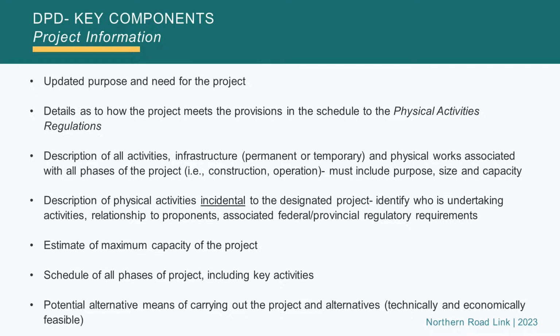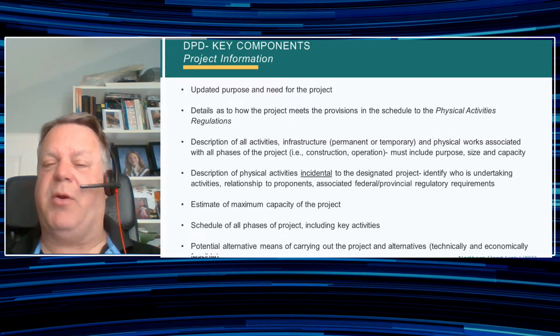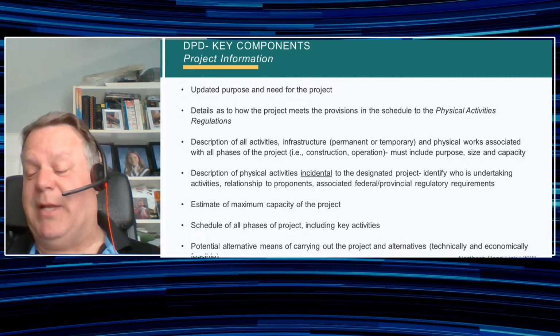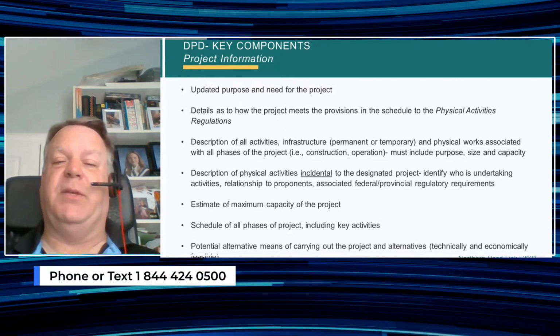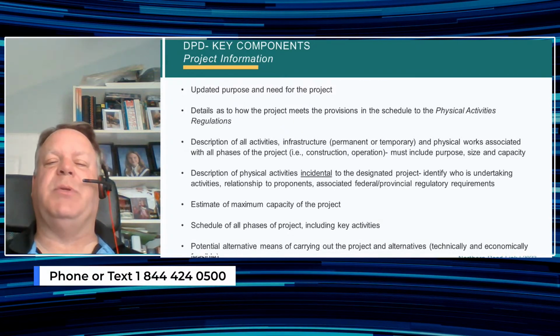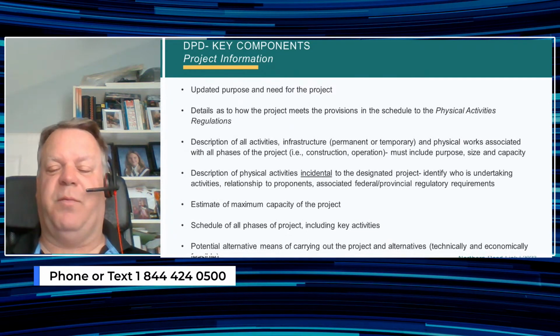And of course, a schedule, even if it's a rough schedule, because quite often a detailed schedule can't be known at that point, but an idea just to give the regulators an idea of what kind of timeline and what kind of activities would happen at different points in time. And then potential alternative means of carrying out the project that are actually technically and economically feasible as well. So that's what they're looking for when it comes to project information.